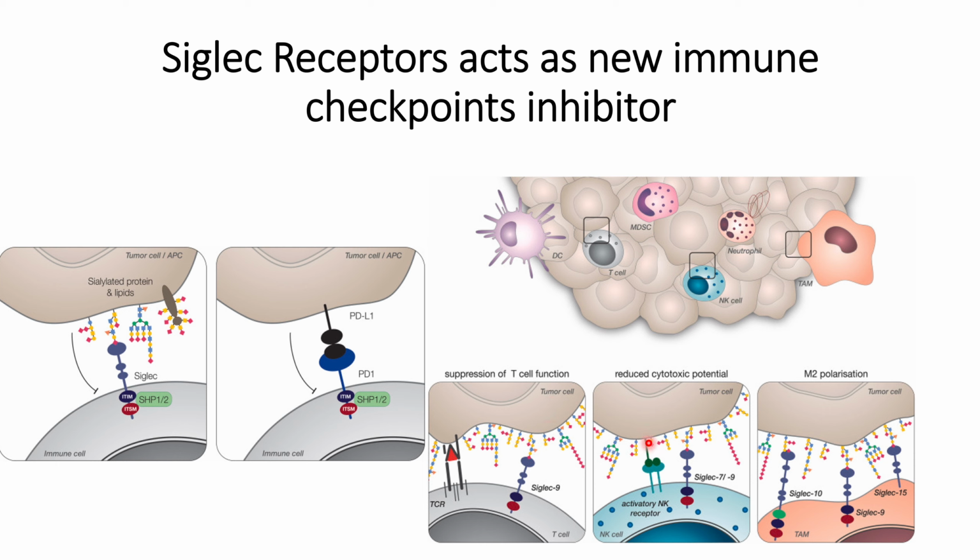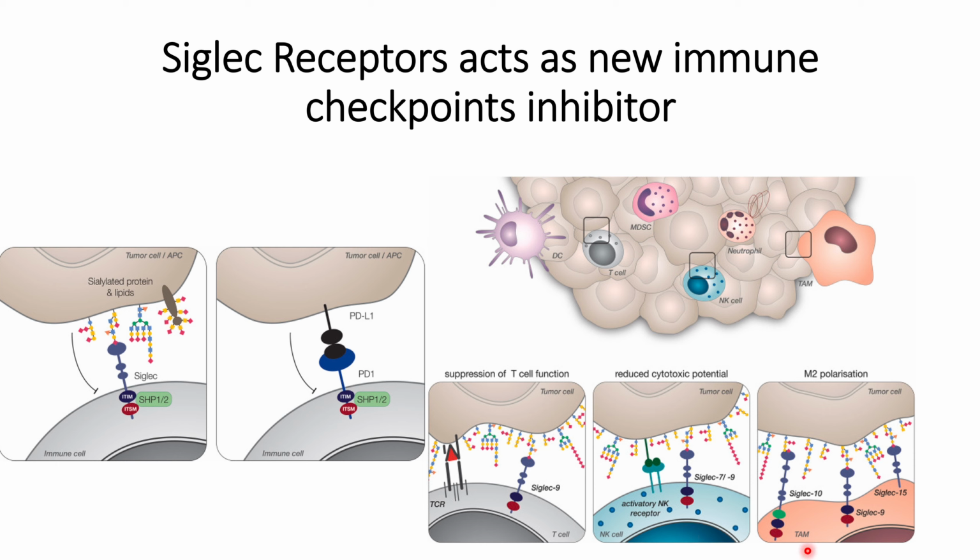In the case of NK cells, the NK cells have two kinds of Siglec receptors that lead to the deactivation of the NK cells, that is Siglec 7 and Siglec 9. Siglec 7 and Siglec 9 interact with the same overexpression of sialic acids, as Siglec has a property to interact with sialic acids. This interaction with the sialic acids overexpressed on the tumor cells leads to the deactivation of the NK cells.